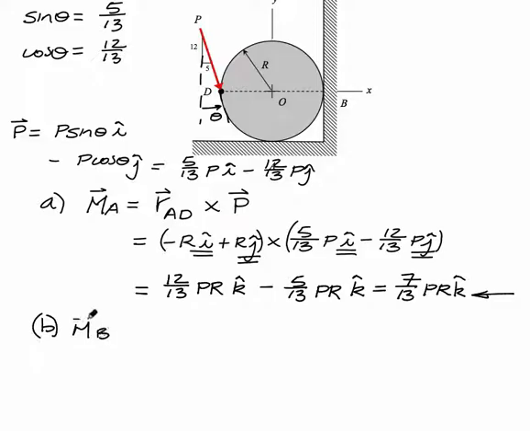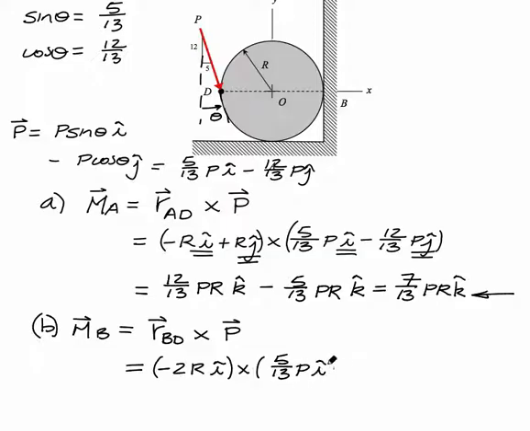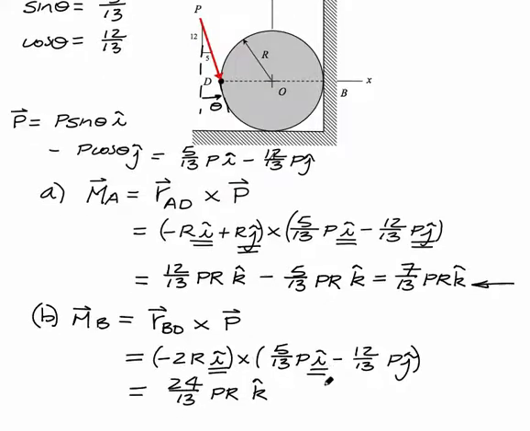Do the same thing for looking at the moment about B, but here the R vector is going to go from B to D, cross with P. When I go from B to D, that's going to be minus 2R in the I direction, cross with P, and P we saw was equal to 5 over 13 P I minus 12 over 13 P J. When I cross those through, I simply get 24 over 13 P times R in the K. And I get this because I cross I gives no contribution, and so the only thing we get there is from the I cross J.